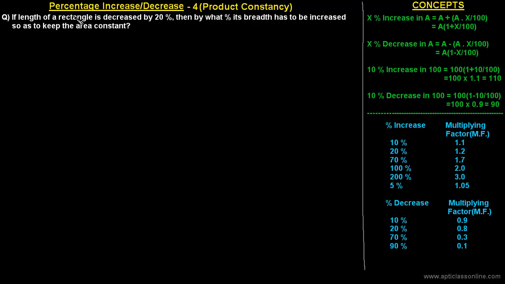Welcome to the class. In this class, we will talk about the questions based on percentage increase decrease with the help of this example. These kind of questions are categorized as product constancy. On the right hand side of the blackboard, I have written some of the basic concept of percentage and then the concept of multiplying factor.